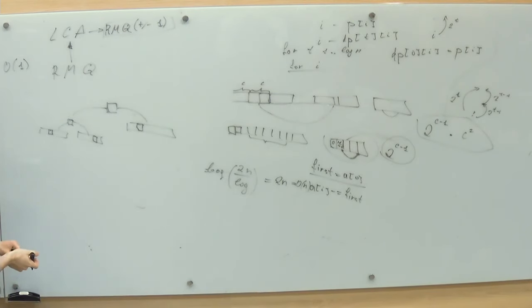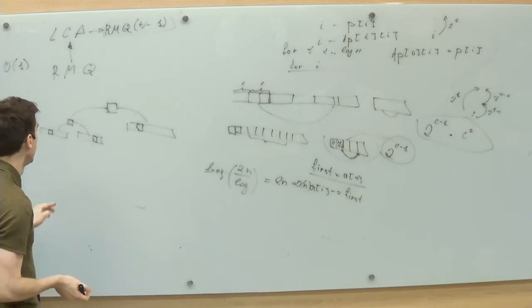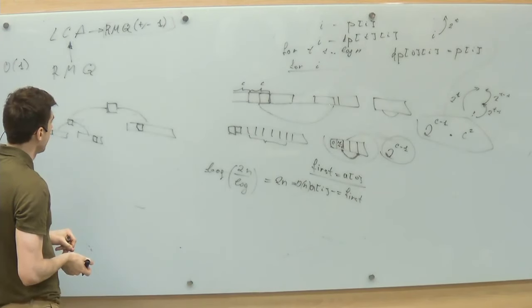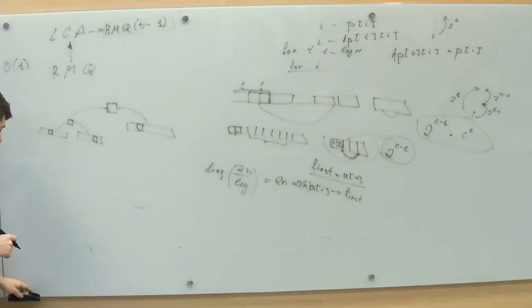and both can be solved with linear preprocessing and constant time per query. And the only part which is left is how to build this tree, and it is also a known thing. I will not cover it right now.